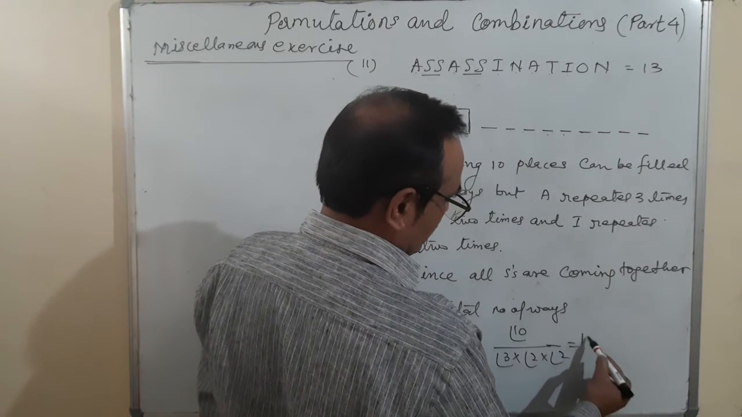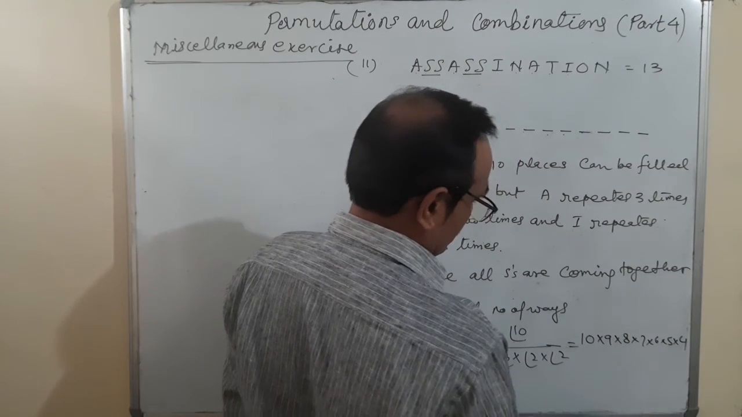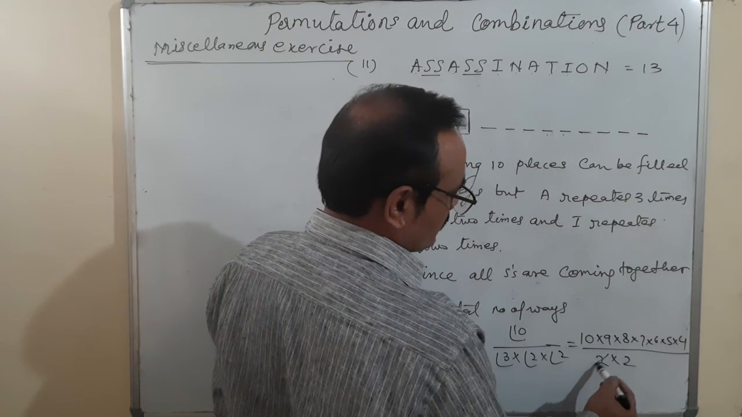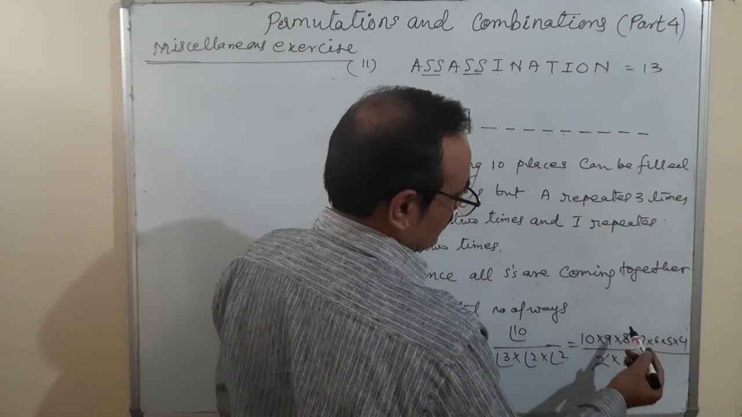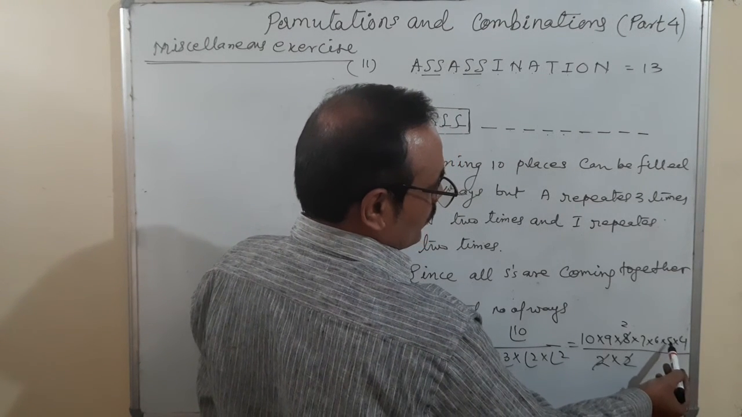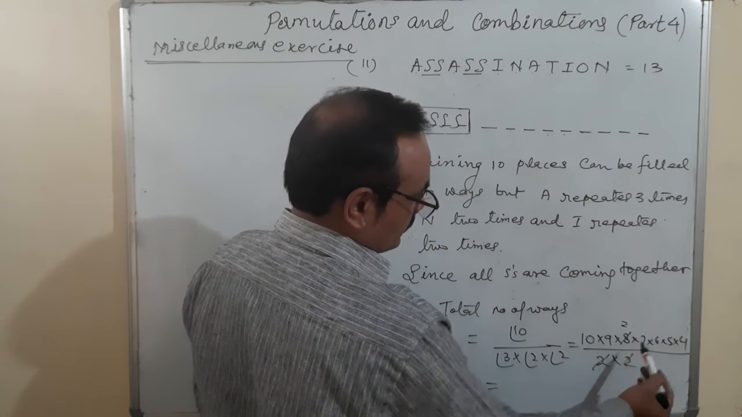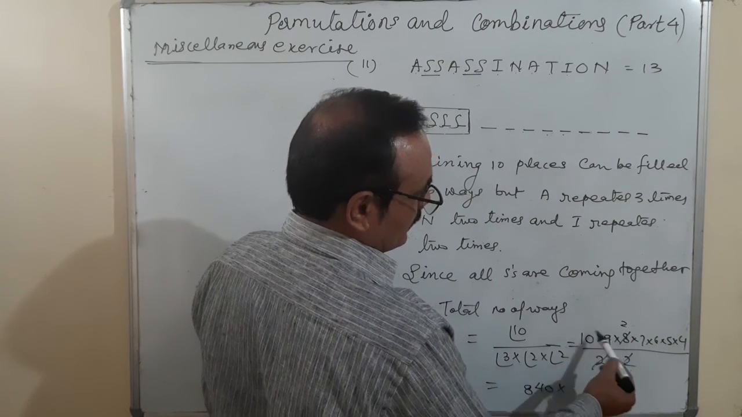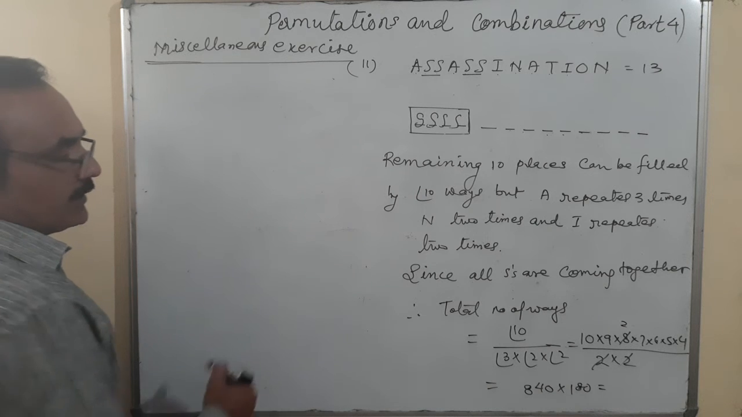So it is 10 into 9 into 8 into 7 into 6 into 5 into 4. The 3 cancels, and 2 into 2 is 4, and 4 twos are 8, so it comes to 2. The final result: 5 fours are 20, 6 twenties are 120, 7 times 120 is 840, and 840 multiplied by 9 twos are 18, so 180. So 840 multiplied by 180.